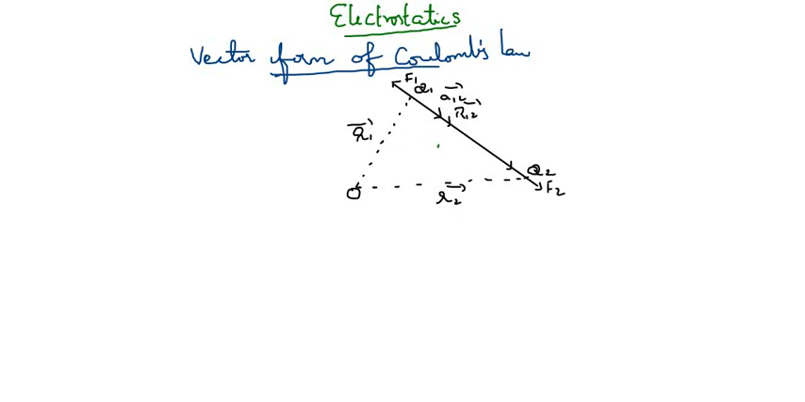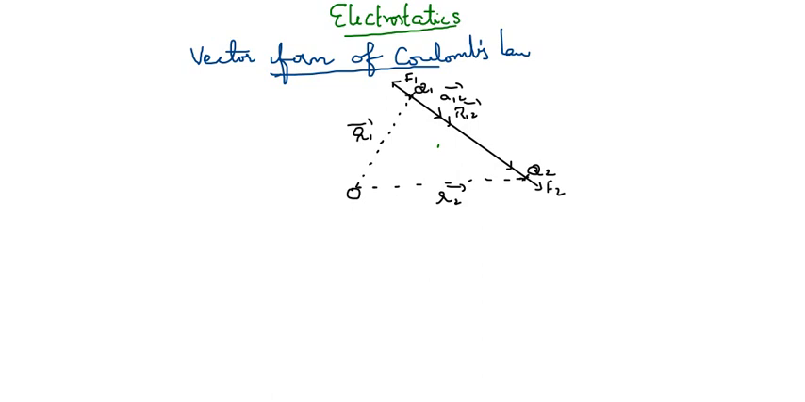So here, let us see the vector form of Coulomb's law. This is the position of charge 1 and this is the position of charge 2. So this charge 1 is considered as Q1 and this one is Q2. Now, as you know, the points will be connected from the origin, O to Q1 and O to Q2. That is given by the position vector R1 and this is the R2 vector.